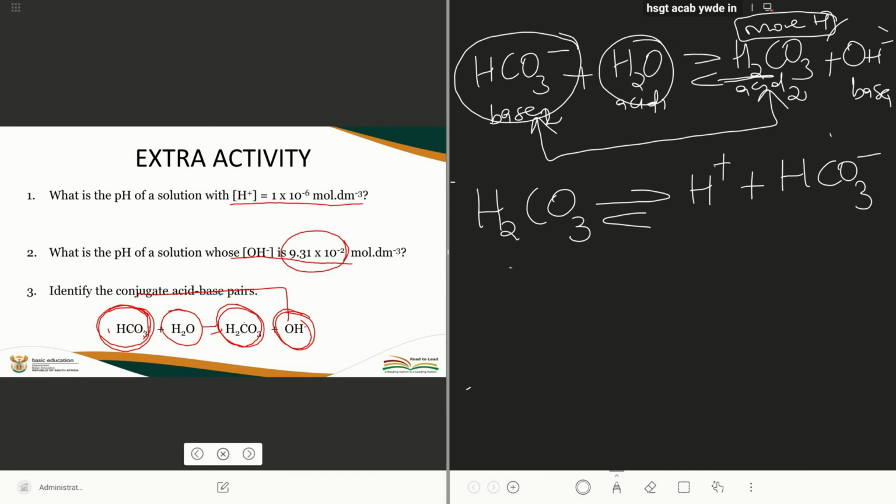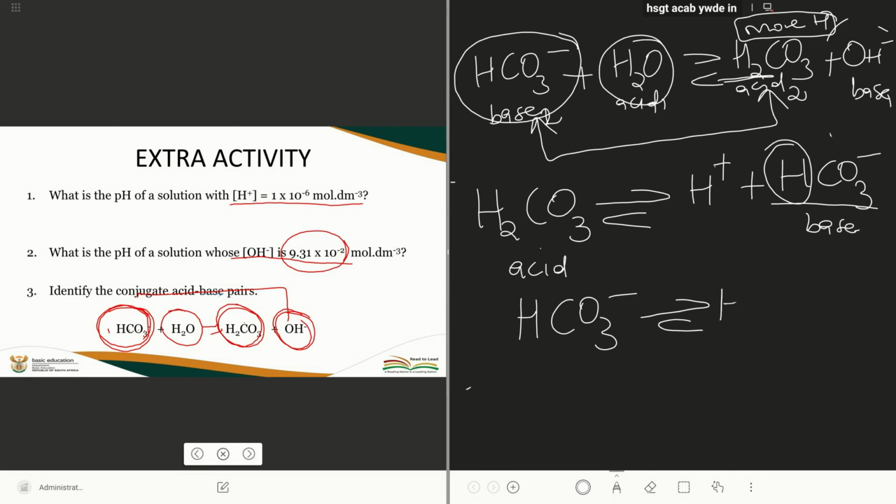When this is H2CO3, we know that this one is an acid and it has donated a hydrogen and it became this, and this one is a base. Now, when you look at HCO3 minus, you can see that it still has a hydrogen. So HCO3 minus can further ionize and become H plus and CO3 2 minus. For the mere fact that here, this now is an acid because it has donated a hydrogen ion to give this base here.